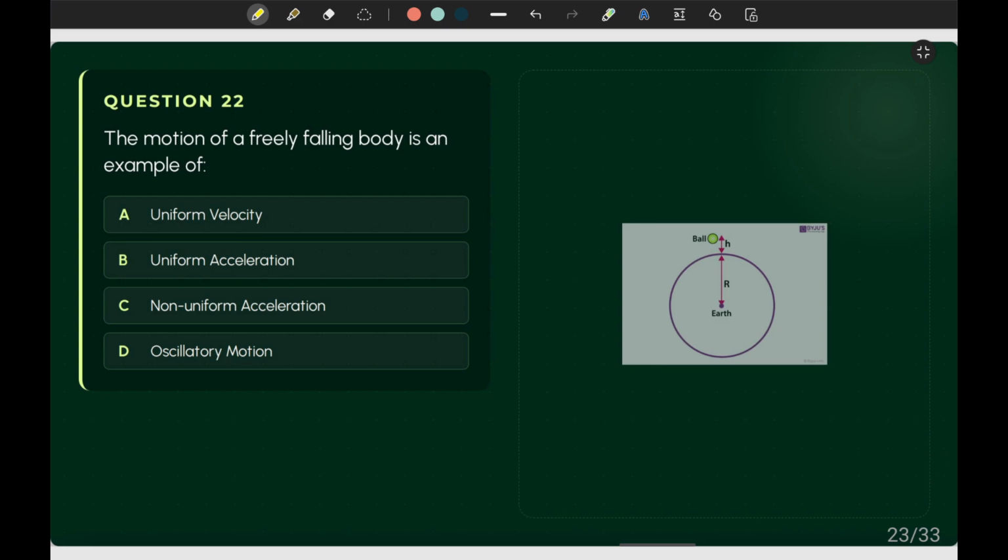Question number 22. The motion of a freely falling body is an example of? For a body freely falling downward, the velocity increases. Acceleration is constant, equal to g. So we can say it is uniform acceleration.